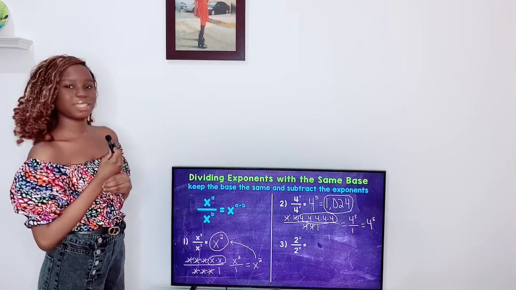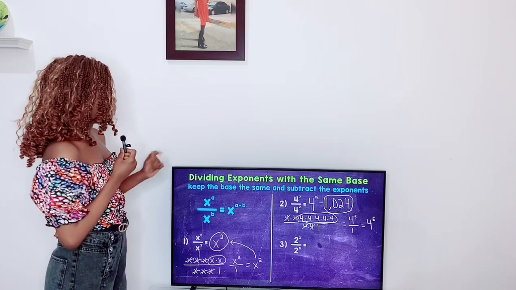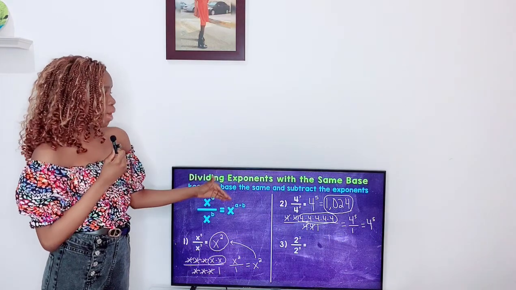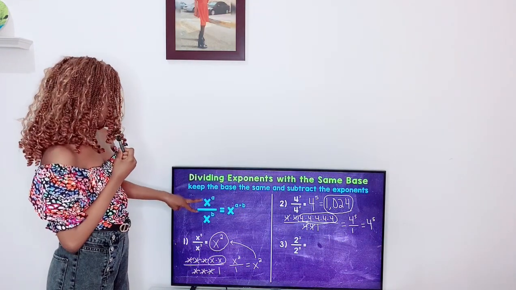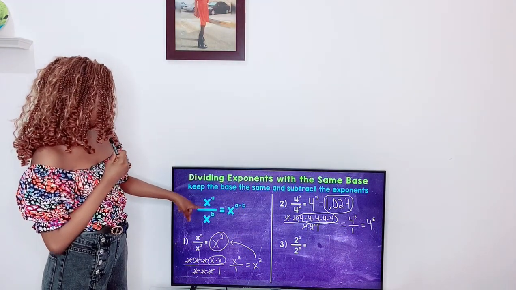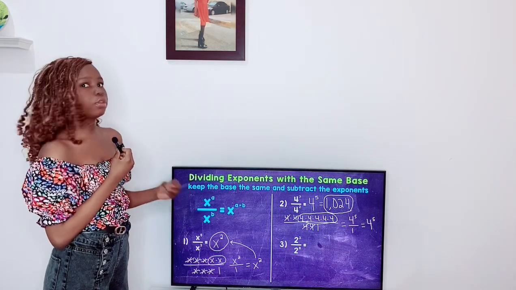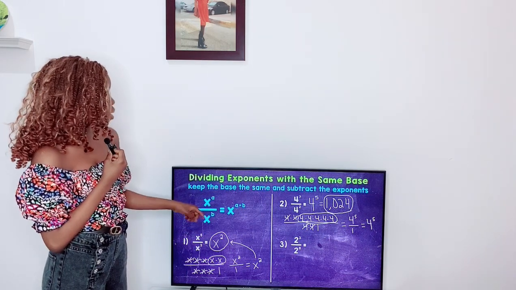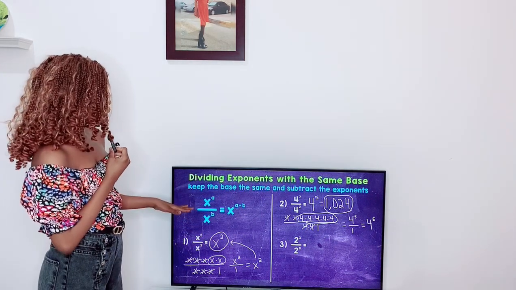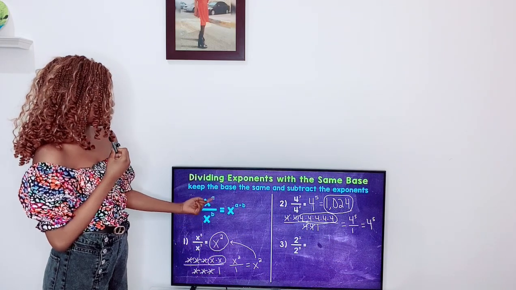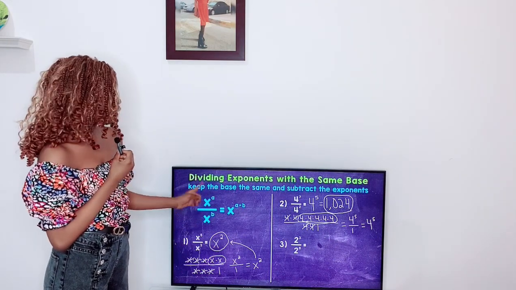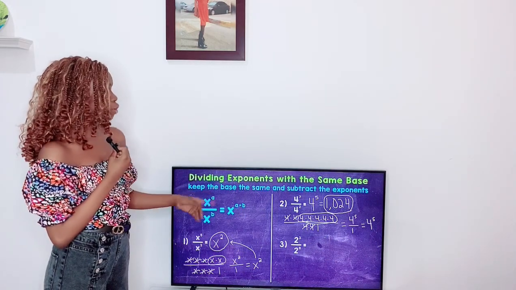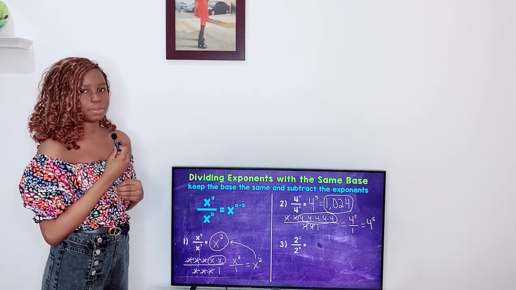All right, now as you can see, we have a rule to follow, which basically says keep the base the same and subtract the exponents. So you see these two, these are the bases, all right? And then these are the exponents. So basically, we have the same base, different exponents. And they said we should keep the base the same, so we shouldn't do anything to the base. And then we're going to subtract the exponents.